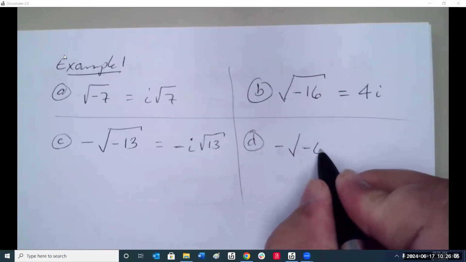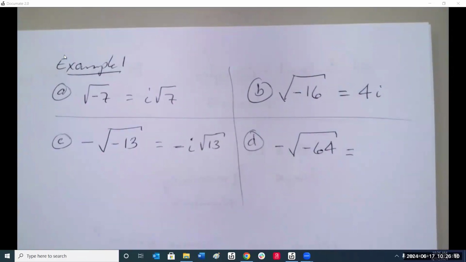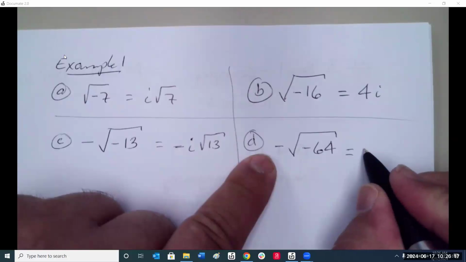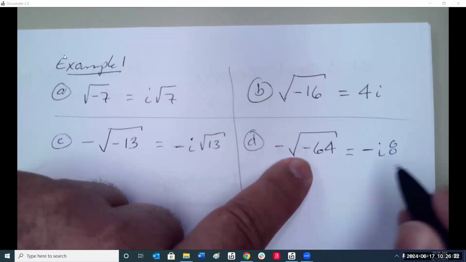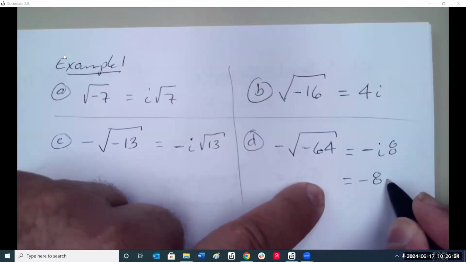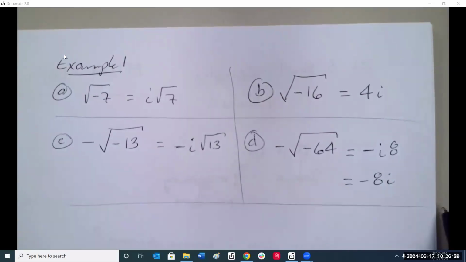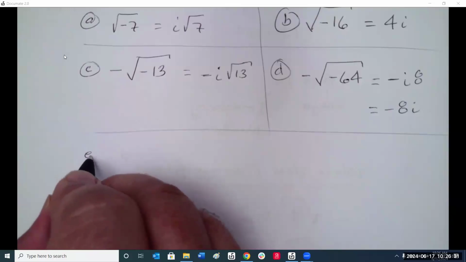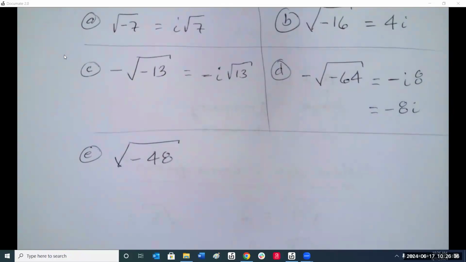Negative radical negative 64. Yeah, so the negative sits out there. This becomes an i. Square root of 64 is 8. So it's negative 8i. And lastly, negative radical negative 48.